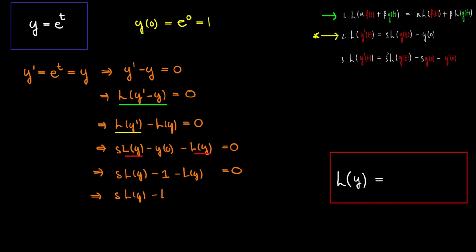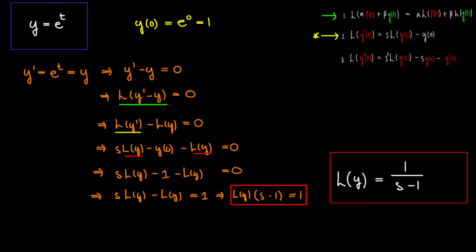Let's actually just do two steps here. So we get this, and then finally we get the Laplace transform of y times s minus 1 is equal to 1. From this equation, we can divide both sides by s minus 1, and we get exactly what we need. The Laplace transform of e to the t, or y, is just 1 over s minus 1. And you can see, as promised, no integration at all, which is very nice.